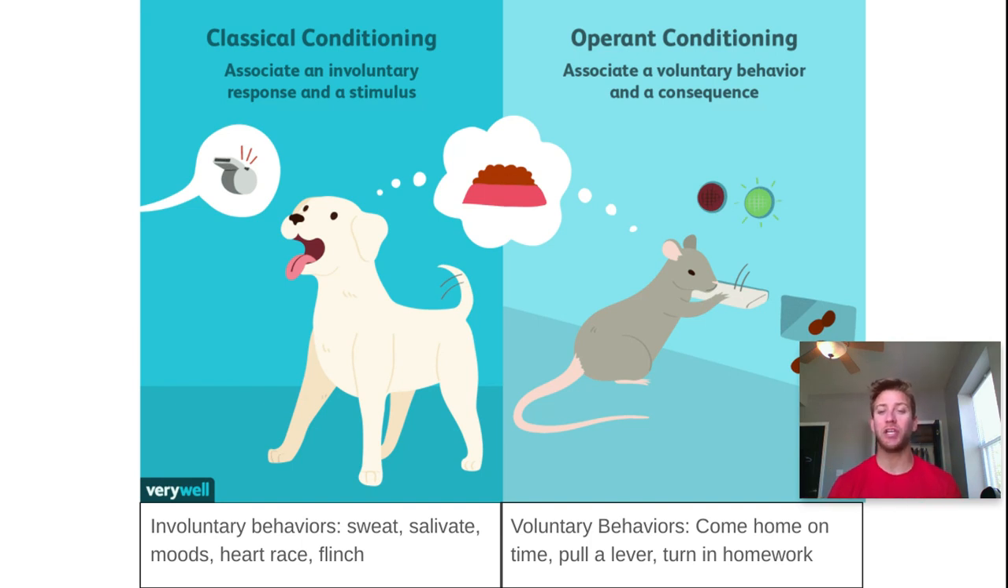And then operant conditioning is like rewards and punishments. It's voluntary behavior. So coming to class on time, pulling a lever like the mouse is doing, turning in your homework, coming home on time so you don't get grounded. So it's like rewards and punishments. Let's talk mainly about classical conditioning.